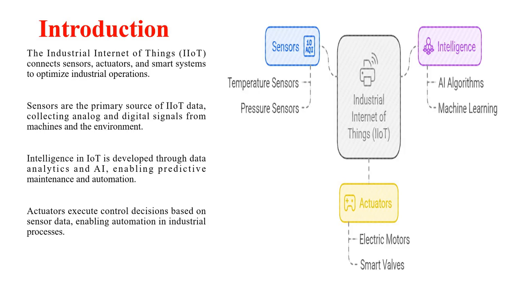Actuators are the output devices that execute control decisions based on sensor data analysis, and they convert electrical signals into physical actions and enable the automation process. Examples of actuators are electric motors, which are used in conveyor belts and robotic arms, hydraulic and pneumatic actuators, which are used in industrial automation, and smart valves and relays used in process control systems.